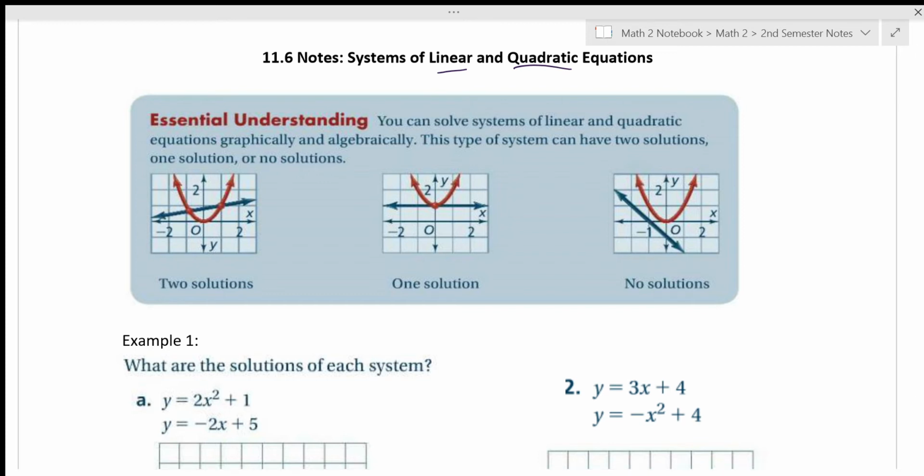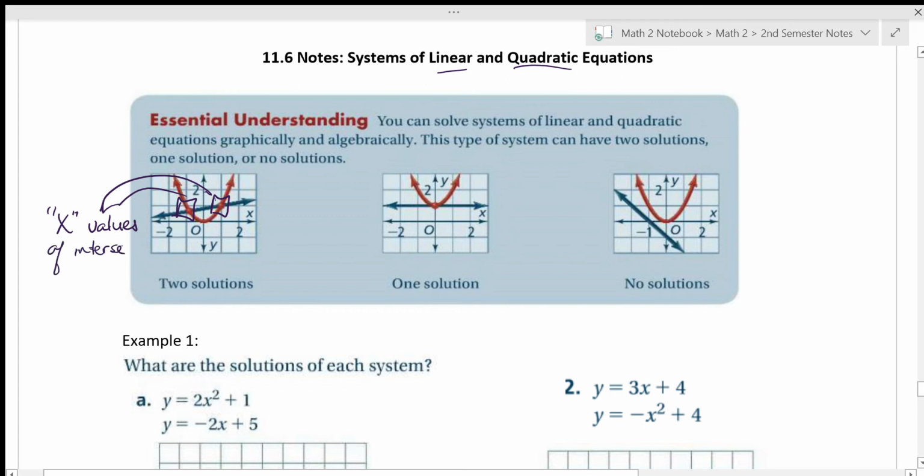So if we look at on a graph, when we solve a system, we're going to have one linear, one quadratic, right? Here's our parabola and here's our line. And then our solutions for our system come from the x values of wherever our graphs intersect. So we look here, okay, these x values will be our solutions. The x values of the intersections are solutions.